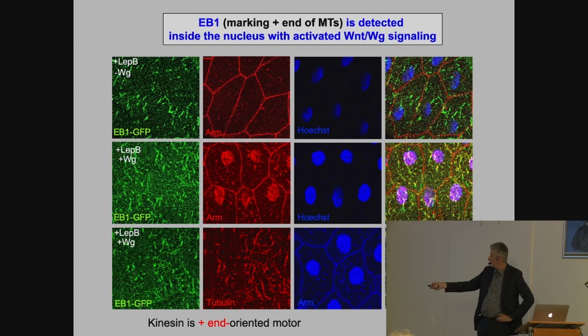And some of those green spots are in the overlap again with white, which is inside the nucleus. So this data indicated that plus ends of microtubules are found in the nucleus in the presence of wingless, but not in the absence of wingless. We don't see any EB1 positive cell inside the nucleus. We see them near the nucleus, but not inside.